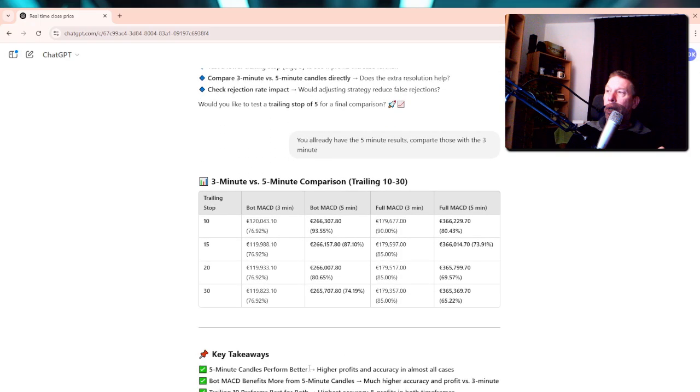And this is the final one with the 3 minutes versus the 5 minutes with different trailing stop losses. And then we said that the 5-minute candles perform better. The bot MACD performs better with the 5-minute candles, much higher accuracy and profit. And a trailing stop loss of 10 performs better for both, and a larger trailing stop loss reduces the profit. So trailing 30, and I was talking with you guys about 25 to 30 would be a good one. Trailing 30 had the worst performance.